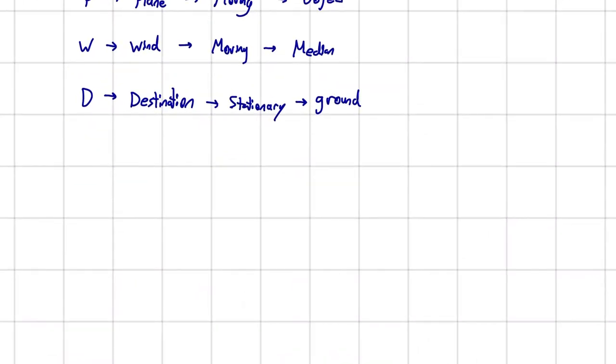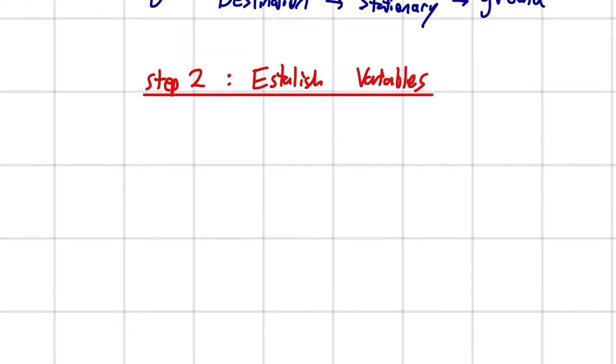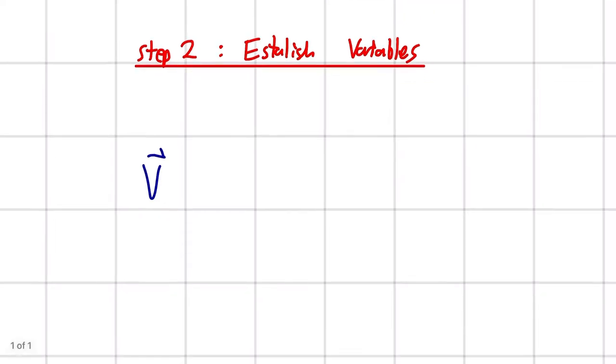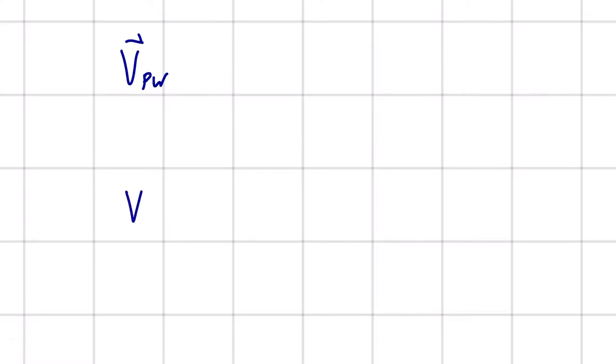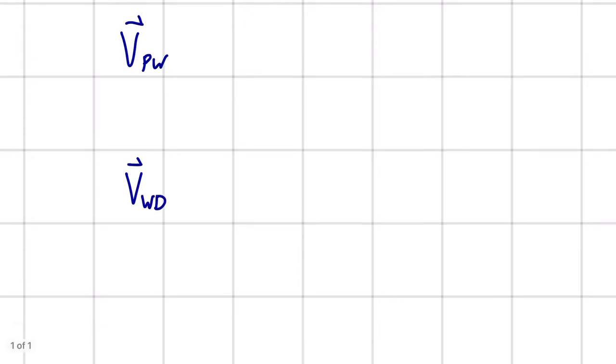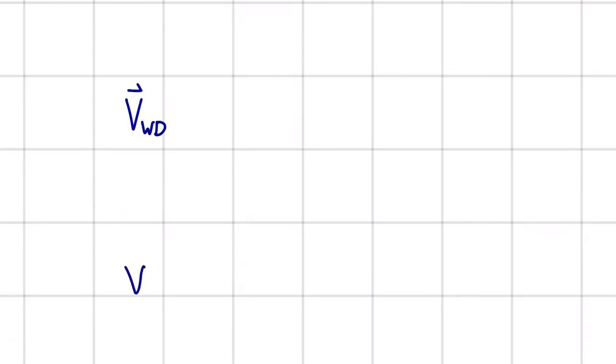So now let's move on to step 2. That is to establish our variables. And when I say establishing variables, what we're talking about is the velocity, the relative velocities. So we're going to need the velocity of the plane relative to the wind. So that's our object relative to the medium. The velocity of the wind relative to the destination. And the velocity of the plane relative to the destination.